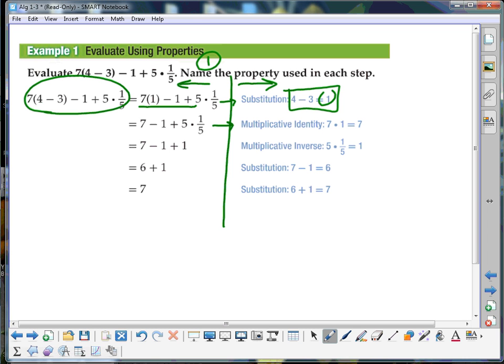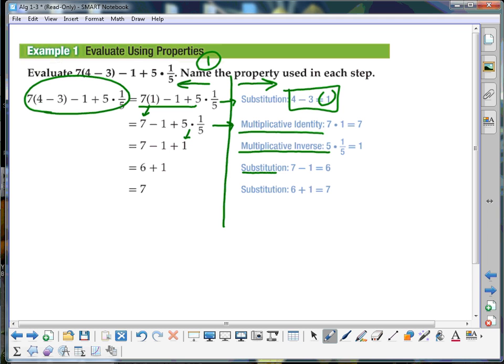In the next step, we took the 7 times 1 and changed it to just a 7. What property is that? That's the multiplicative identity property, right? 7 times 1 is the same as 7. Then we used the multiplicative inverse property when we did 5 times 1 over 5 is 1.